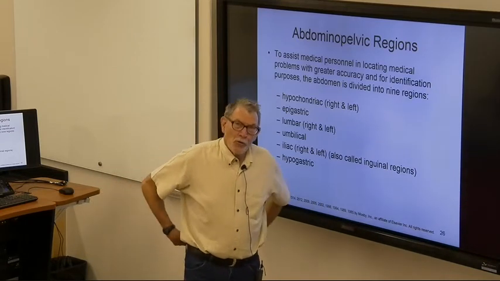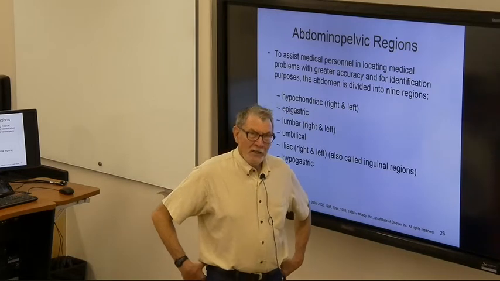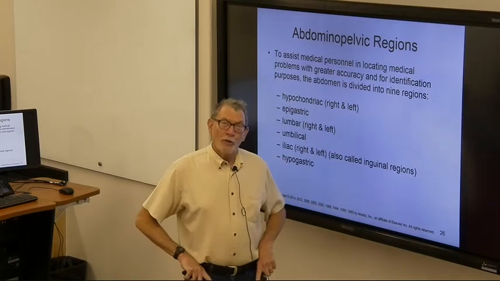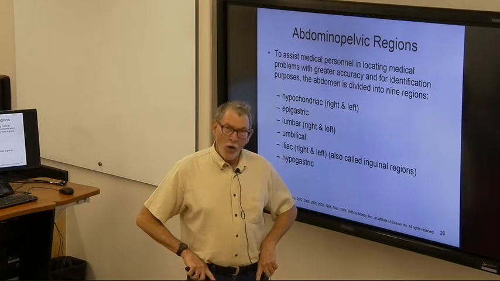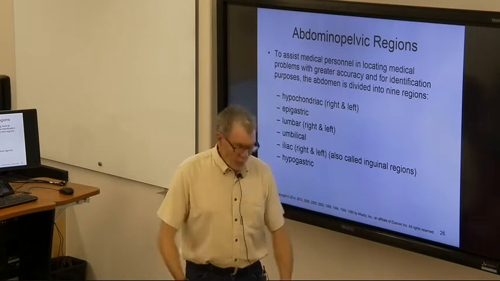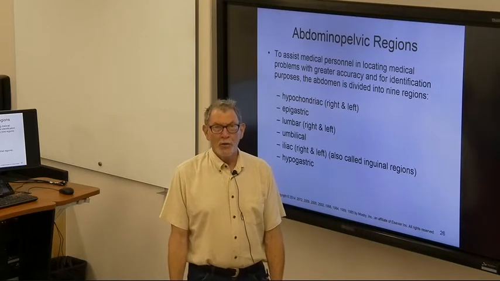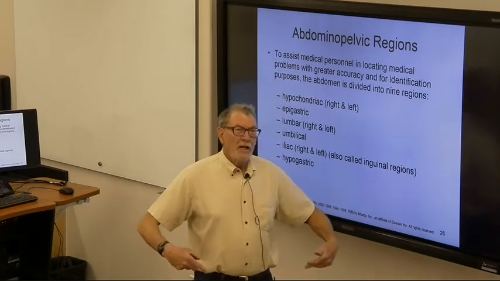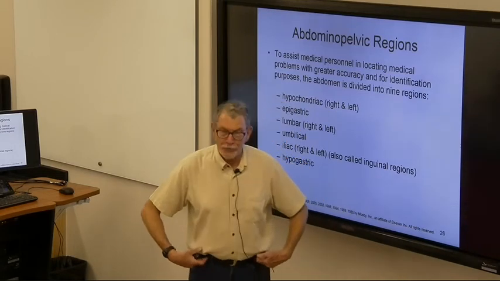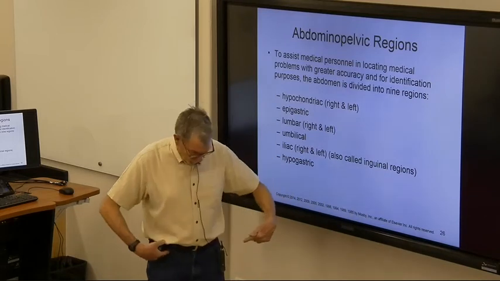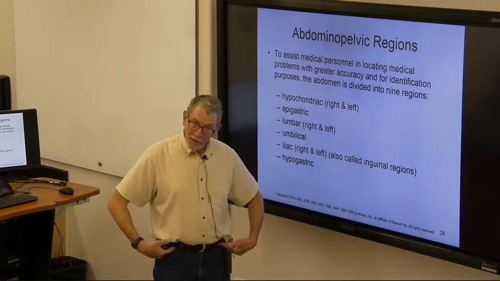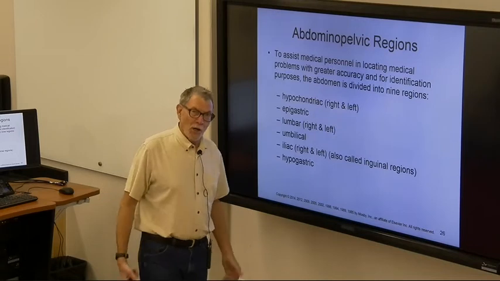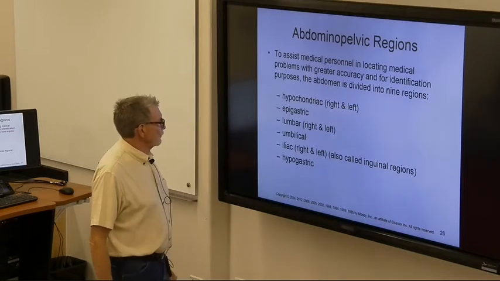Remember the iliac crest from A and P. Also called inguinal because the inguinal canal that the testes descend through when you're born, if you're a male, is a weak spot on males for their whole life. And males tend to get inguinal hernias there. And it's on either side, as low as you can get, down in the abdominopelvic region.